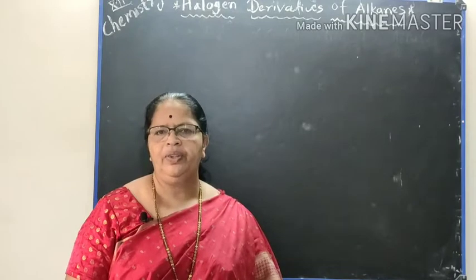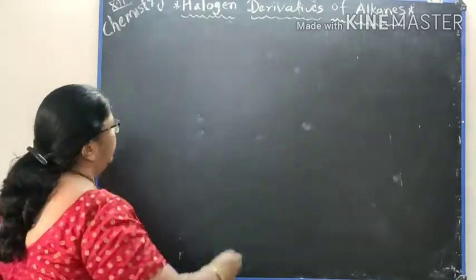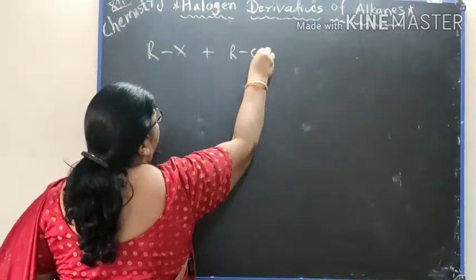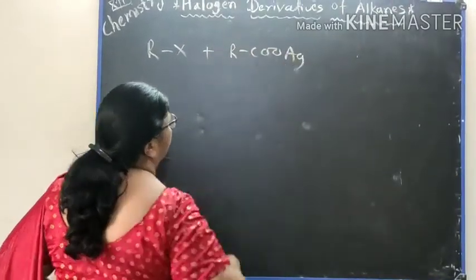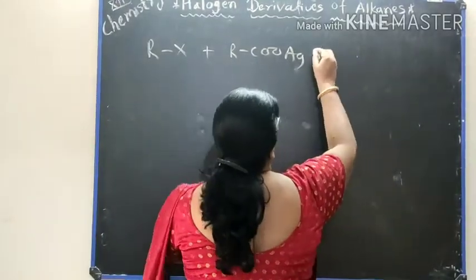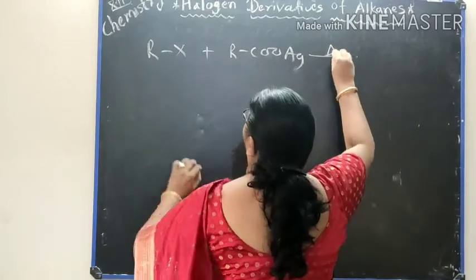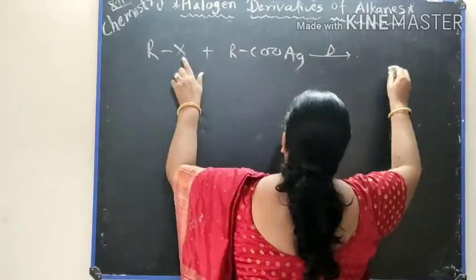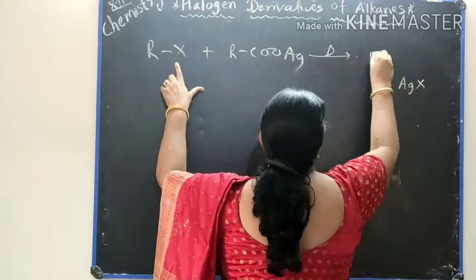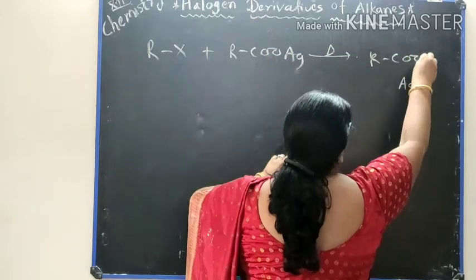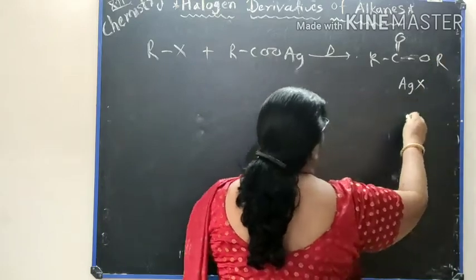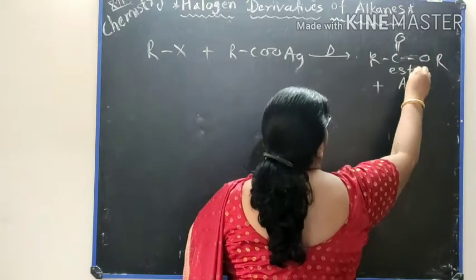The preparation of the ester. How is it prepared? See here, alkyl halide RX is treated with silver salt of carboxylic acid. After heating, the Ag reacts with X, and it produces silver halide. At the same time, here, RC double bond OR, and this is called an ester.